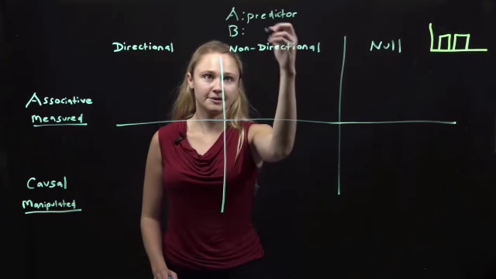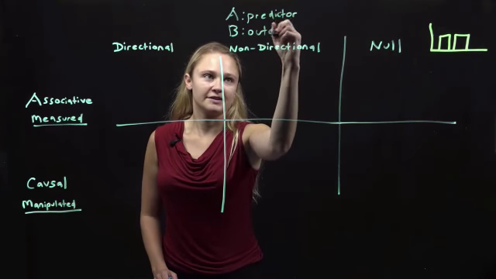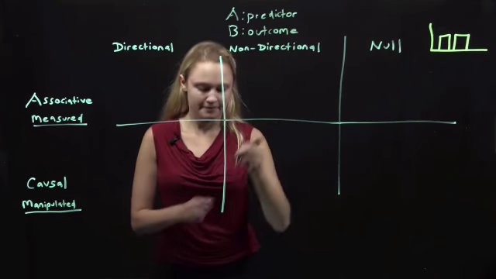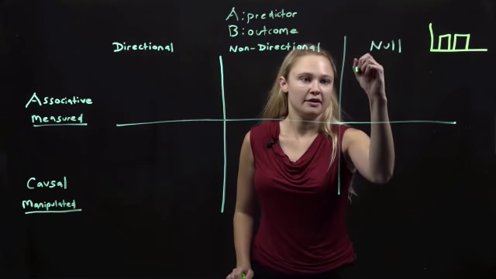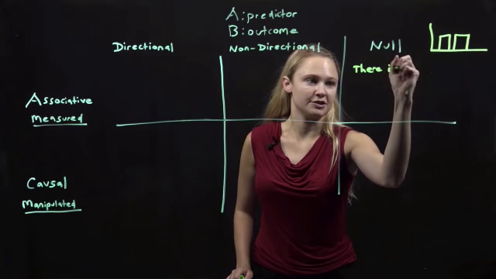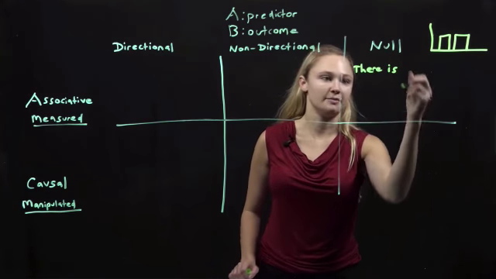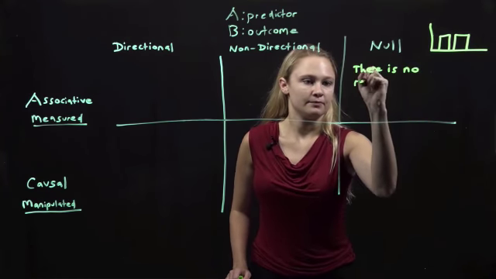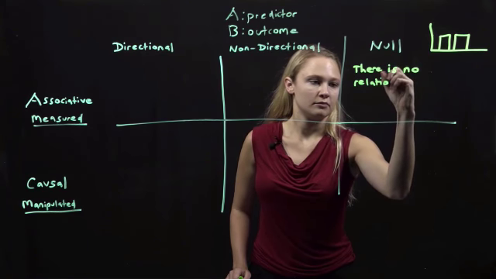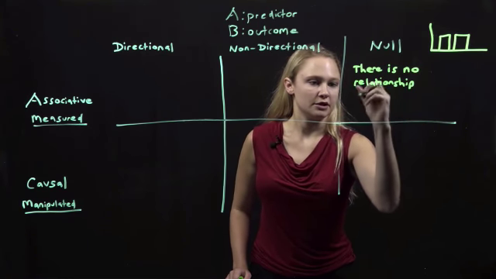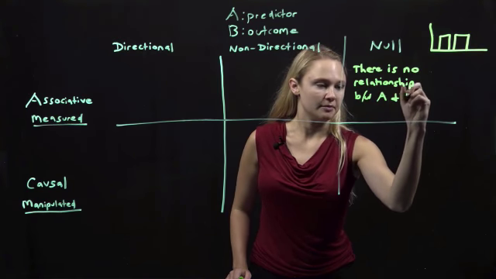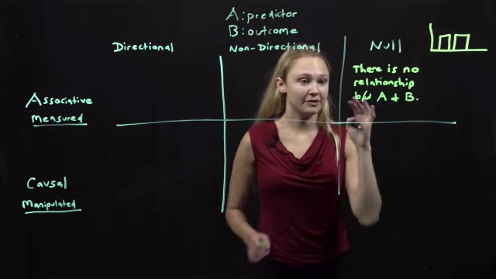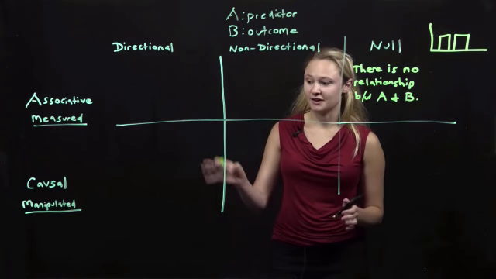So I'm going to be using A as predictor and B as outcome, just to make this easier. So for null, I'm going to say there is no relationship between predictor and outcome, or A and B. There's no relationship between A and B. And I'm saying relationship because it's association, not causal.